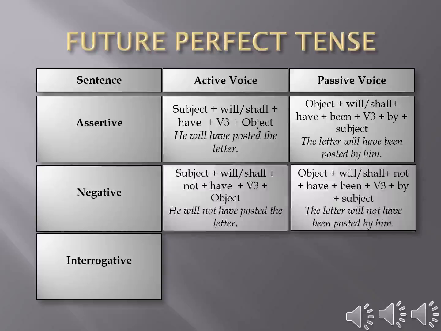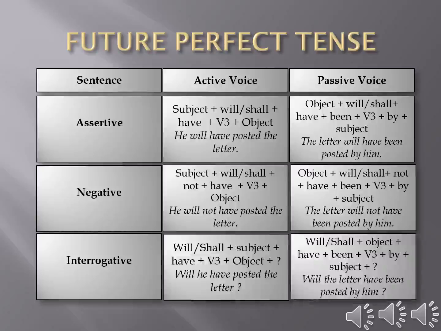The same in the negative and interrogative types. The examples are he will not have posted the letter, and the passive voice is the letter will not have been posted by him. In interrogative type, the active sentence is will he have posted the letter? And its passive voice is will the letter have been posted by him?